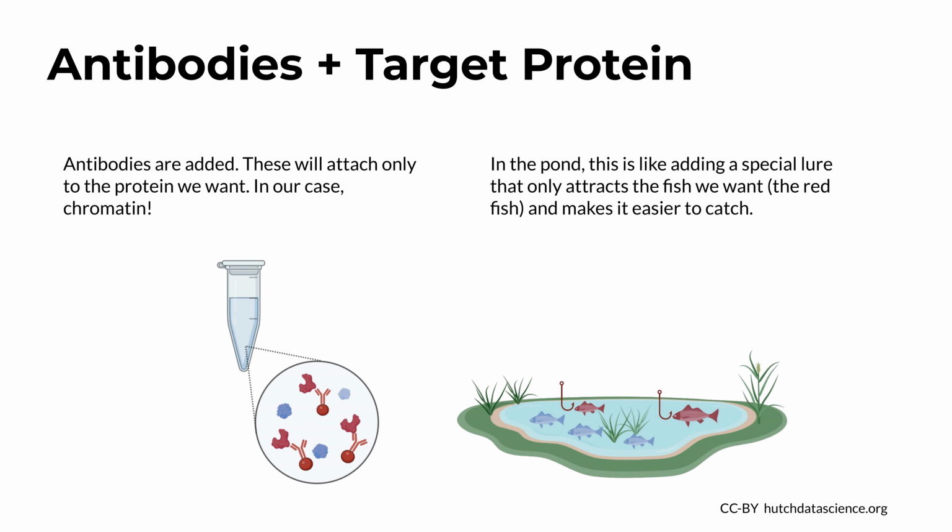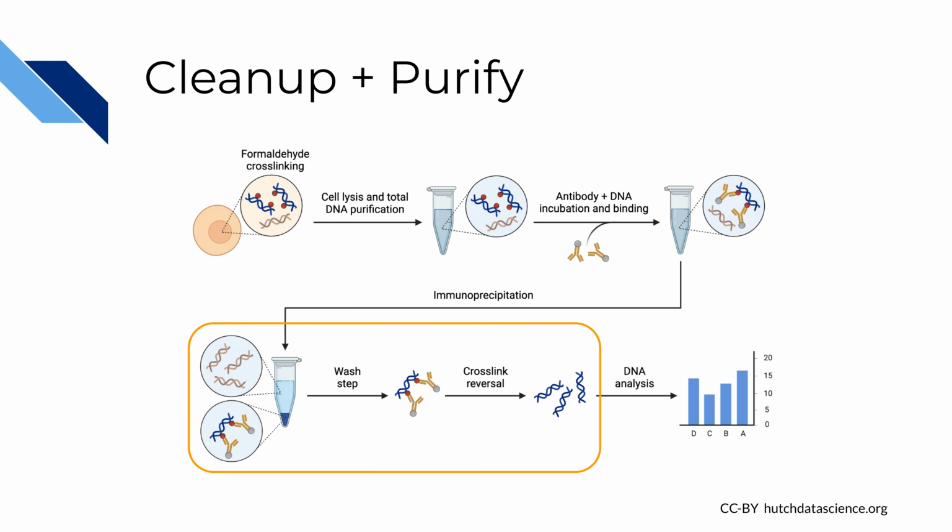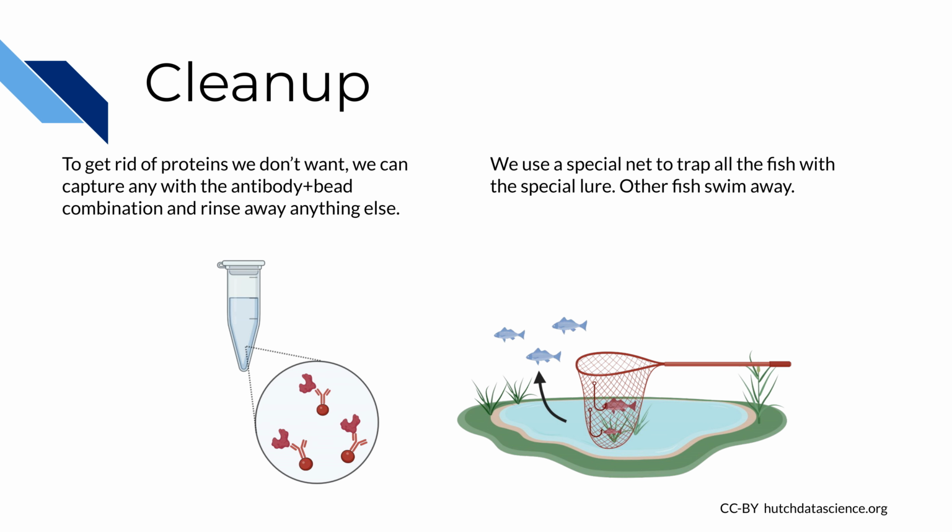The fish is attracted to the bait, and when caught the hook is used to retrieve fishes bound to the bait. In other words, the antibody is like bait, and the beads serve as our hook to retrieve our target proteins. Next, we will clean and retrieve the chromatin. Beads facilitate the purification step because only antibodies bound to beads are selected. This step is similar to using a net or fishing hook to retrieve bound fish.